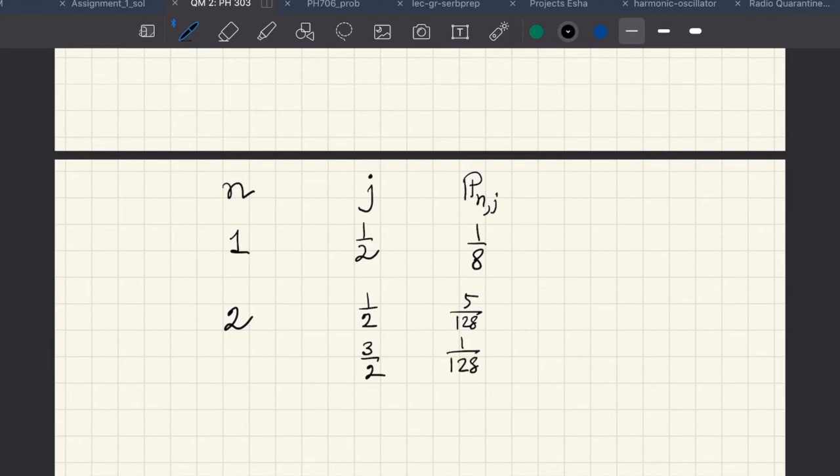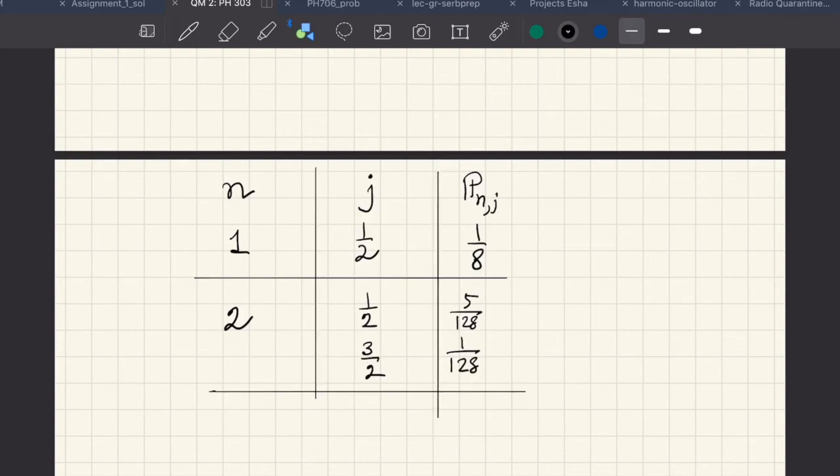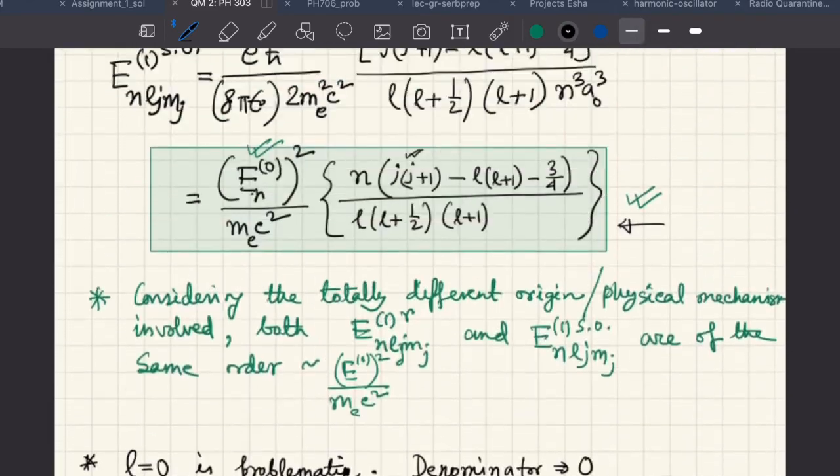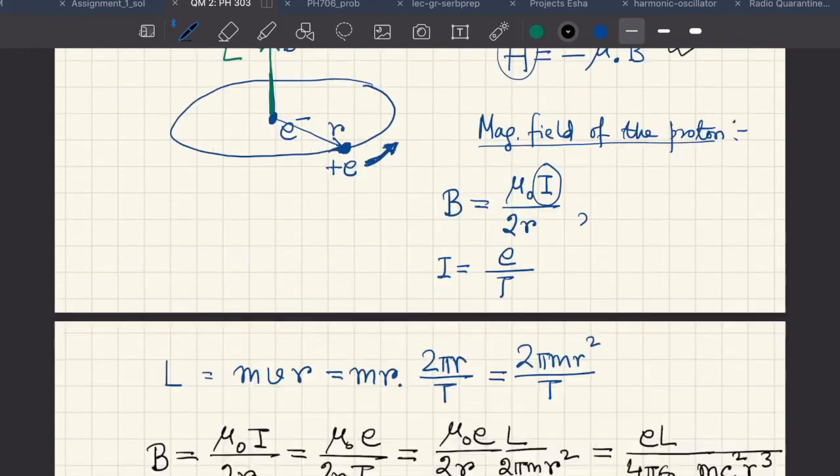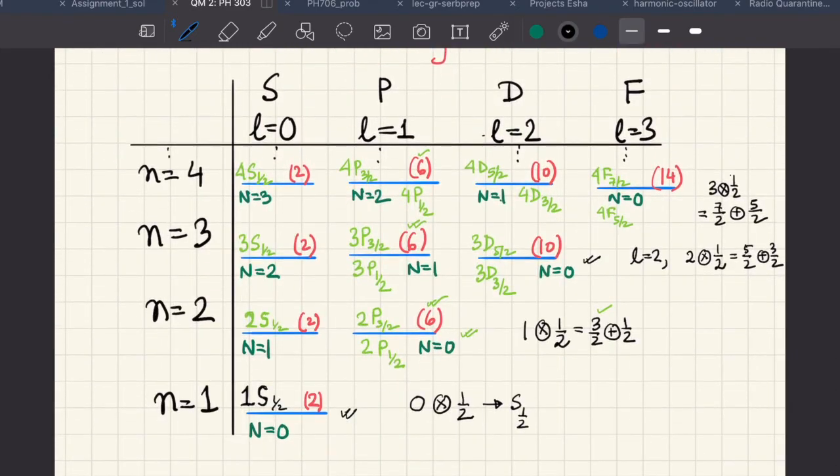So these are the things which will ultimately help you later. That's why I am making this table. Similarly, you can calculate for n equal to 3, n equal to 4, what these values of P and J are. Now comes the final thing, the table that we were always drawing. So let me go back and copy paste this table which we have drawn here.